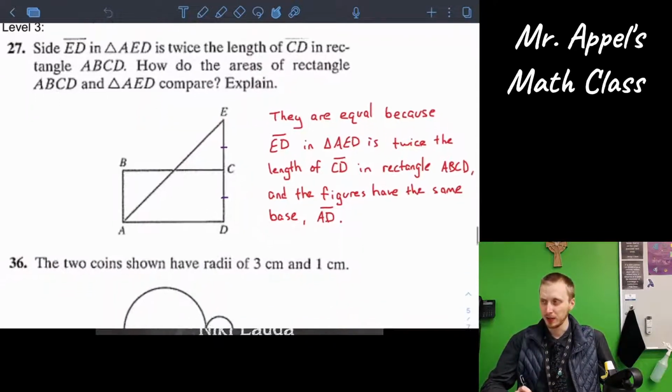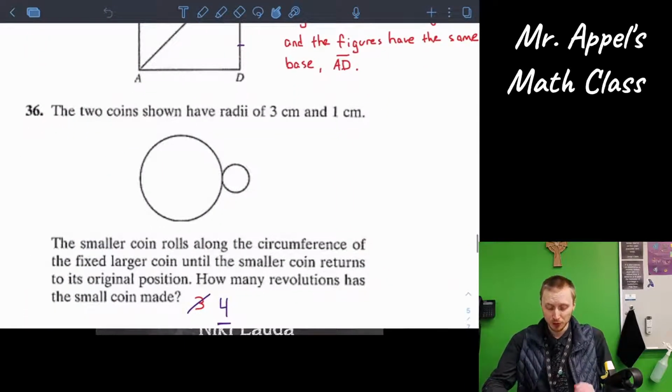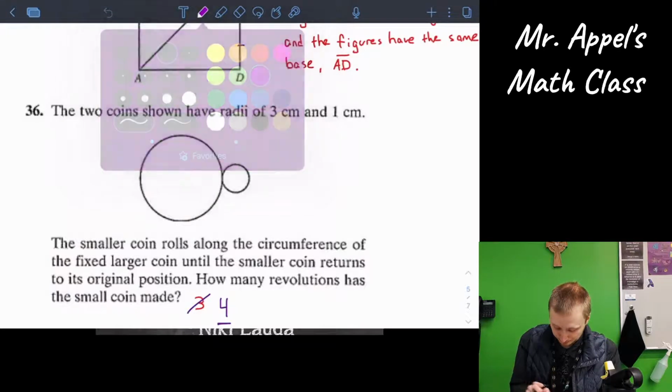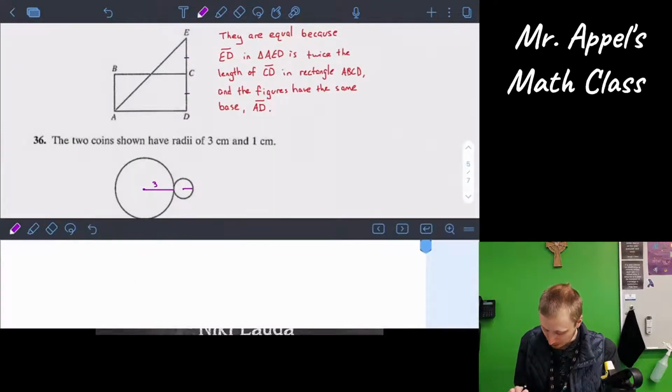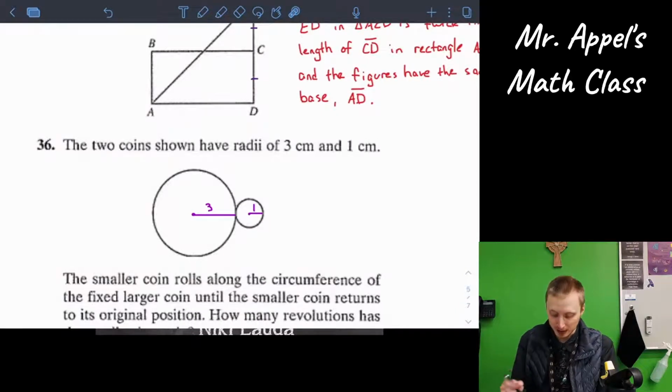Now, here's one that'll really mess with your head. Two coins have radii of 3 centimeters and 1 centimeter. Okay, and I could even draw those in here. Right, I just want to draw one. Okay, but the point is that this larger circle is 3 times as wide as the smaller circle, right?